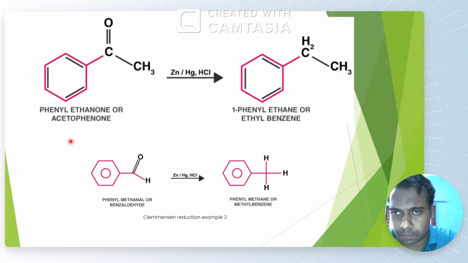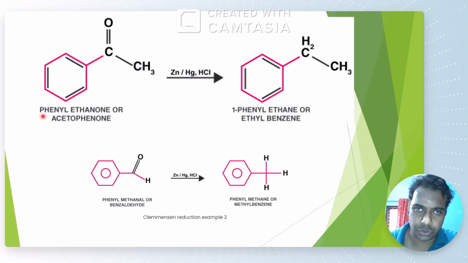Or mechanism. Let us understand some examples. Don't worry about the rest of the structures. Just concentrate on the carbonyl group. Here we are just converting the carbonyl groups into CH2 groups. Simple one. In the second example, we also have a carbonyl group here. Just add 2 hydrogens, and it will become a CH2 group, right?